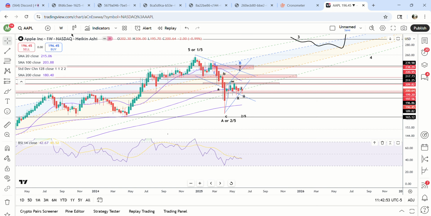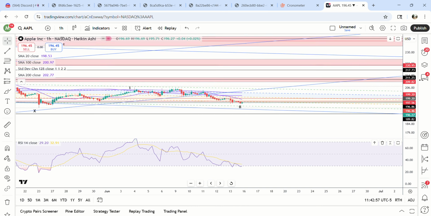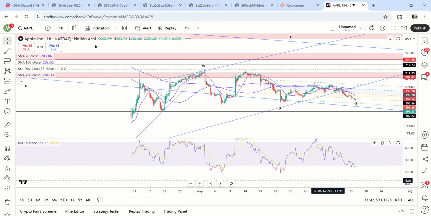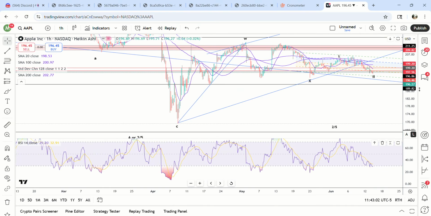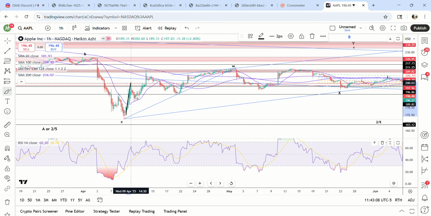So now if we zoom in here on the smaller time frames, you can see here, this is definitely an ABC move. ABC. And I have W ending right there, actually. We make one more high.